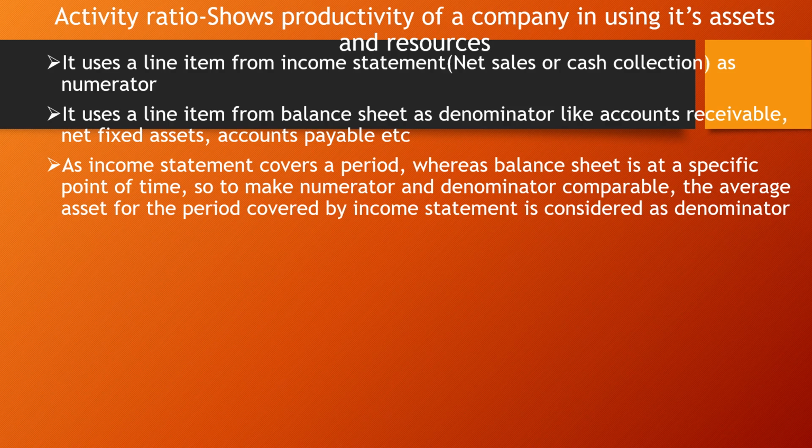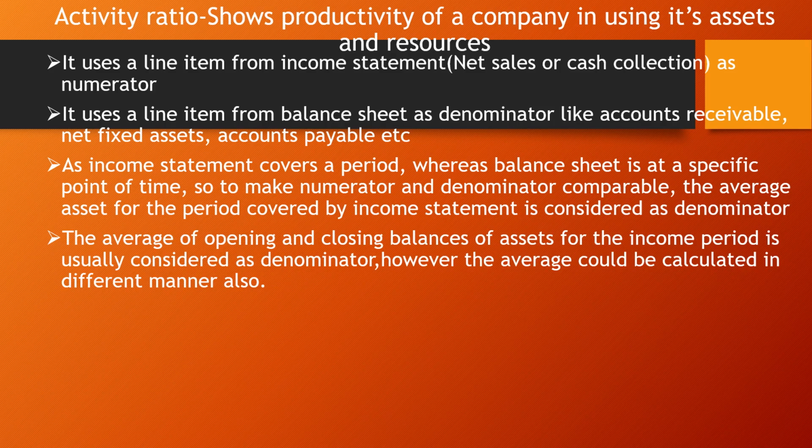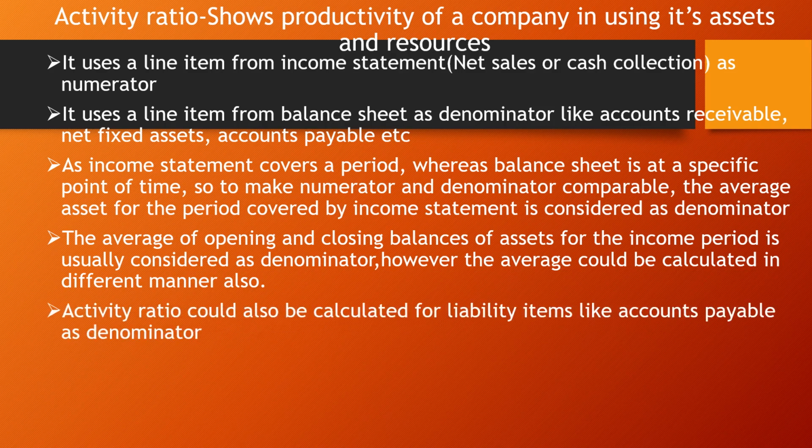As income statement covers a period, whereas balance sheet is at a specific point of time, so to make the numerator and denominator comparable, the average asset for the period covered by the income statement is considered as denominator. The average of opening and closing balances of assets for the income period is usually considered as denominator. However, the average could be calculated in a different manner also. Activity ratio could also be calculated for liability items like accounts payable as denominator.